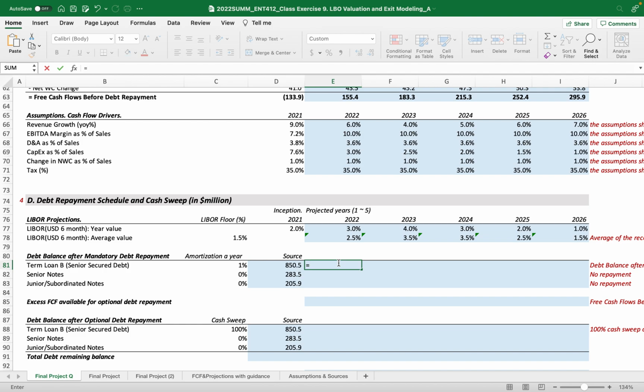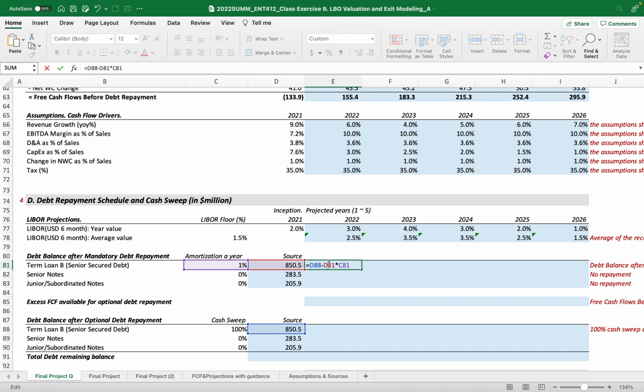And if there is some clause, this term loan B requires repaying 100% of the free cash flows generated from this business, right? So 1% is just the minimum. So let's use this 850, then minus 850 times 1%. But we will develop this 850 after the payment. So let's just use this number after the mandatory debt repayment.